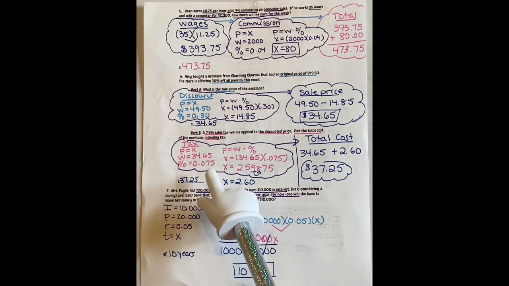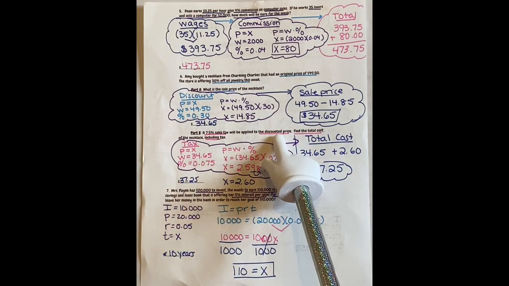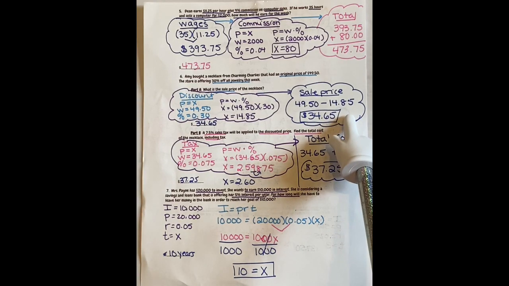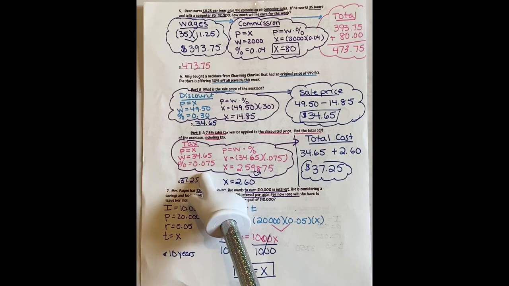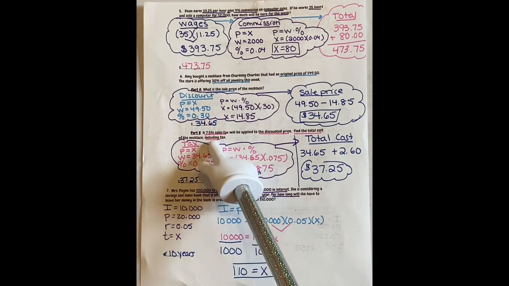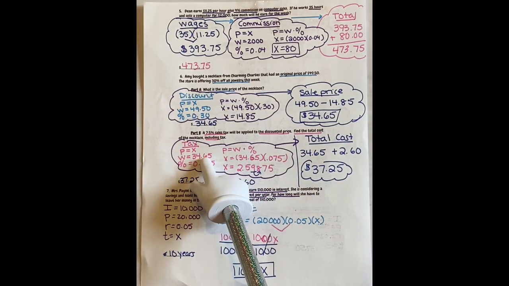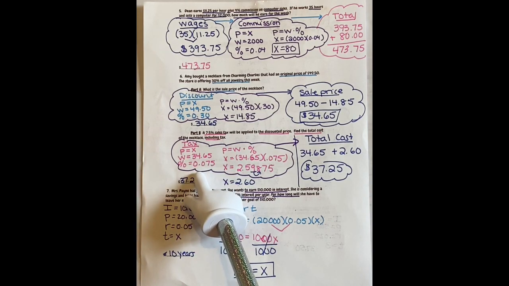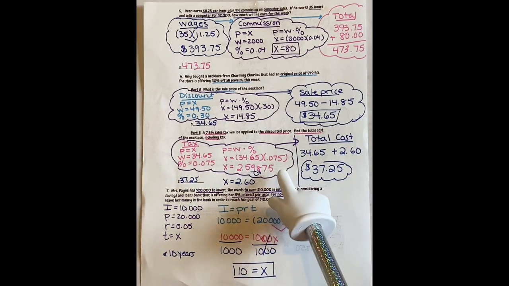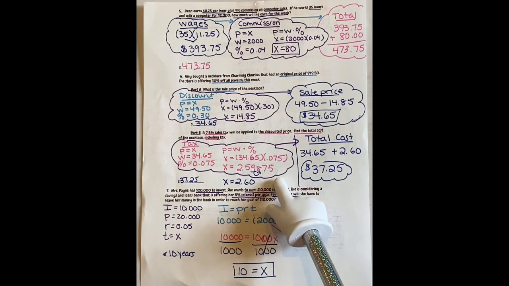So the tax is paid on the discounted price, meaning the sale price. So you have to find tax on the sale price. So to find the tax, we apply our percent equation, part equals whole times percent. Our part is X because we're trying to find the amount of tax. Your whole is the sale price, which is $34.65. And your percent of sales tax as a decimal is 0.075. So to find the amount of tax, we have to multiply our whole and our percent.